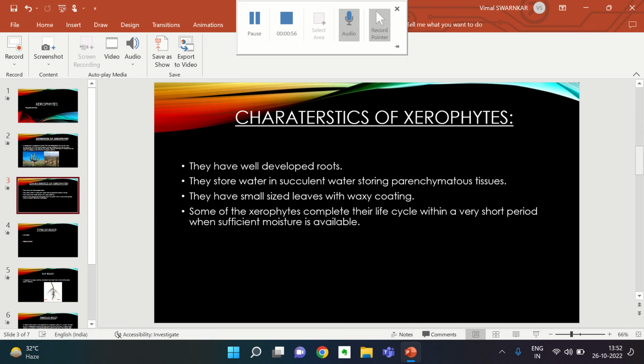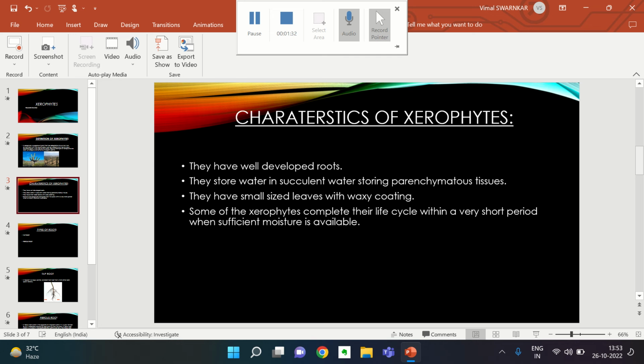If we go further into detail of the characteristics of xerophytes, then we find that they have well developed roots, majorly tap roots, so that they can penetrate deep down the earth and get water from the deep earth. Secondly, they can store the little water that they get during the rains. So they have parenchymatous tissues which are capable of storing water.